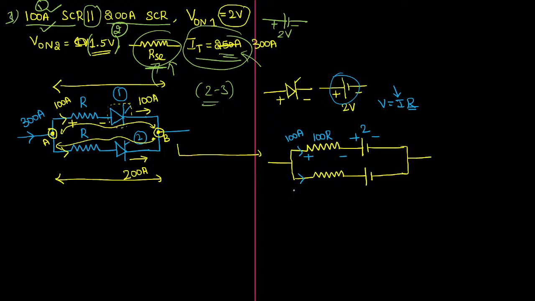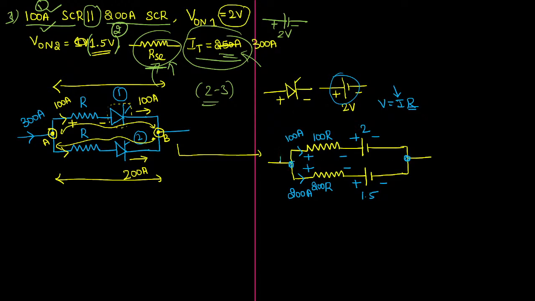Similarly, the current flowing through the second circuit is clearly given as 200 ampere. And what is the voltage drop across the resistor? 200 times R. As usual, the current entering point is plus and the leaving point is minus. Now, for the battery, the polarity is already given and the voltage is also given, 1.5. Now, tell me, across these two terminals, what can be the total voltage?